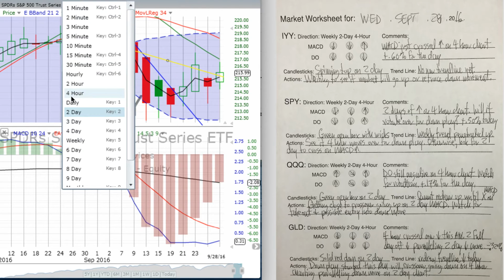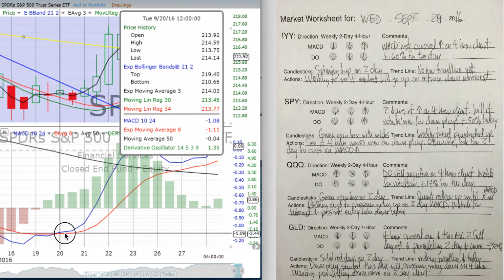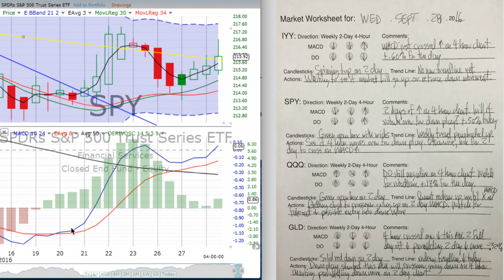Let's check that out. The 4-hour chart is actually up. It's been going up since the 20th, okay? So we have a confirmed up move on the 4-hour chart on both the derivative oscillator and the MACD. So we've marked that. You can look at a glance and see what's going on. What does that automatically tell you? You have a backup underway.